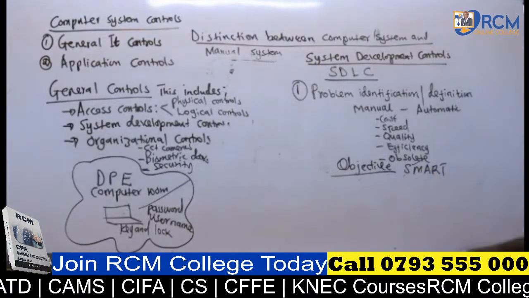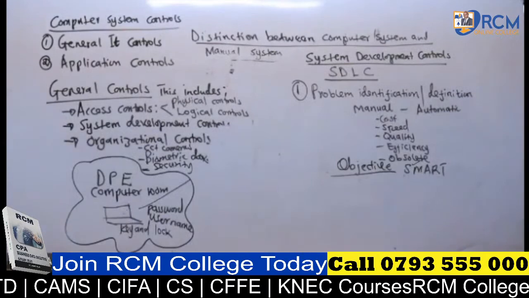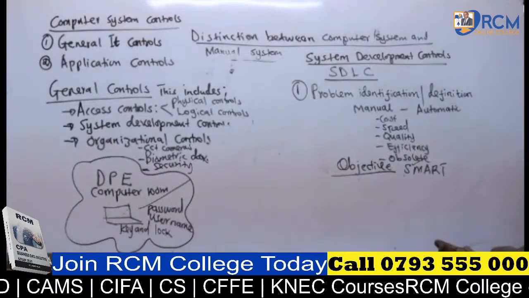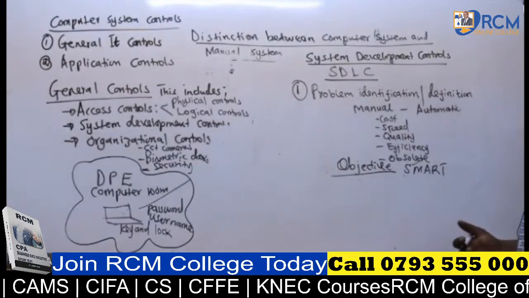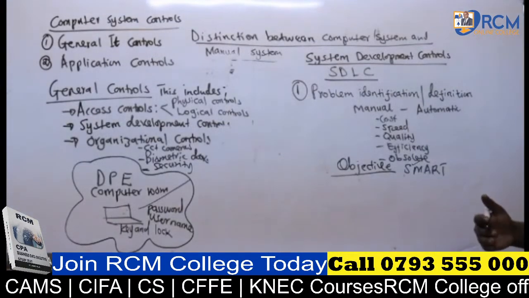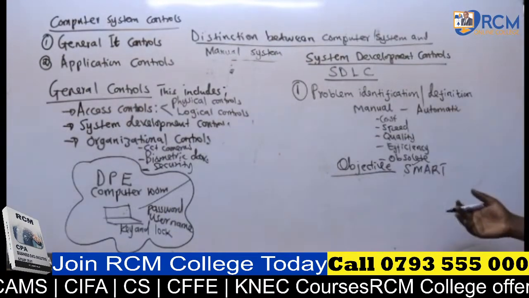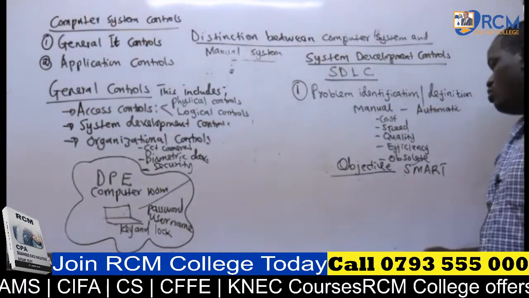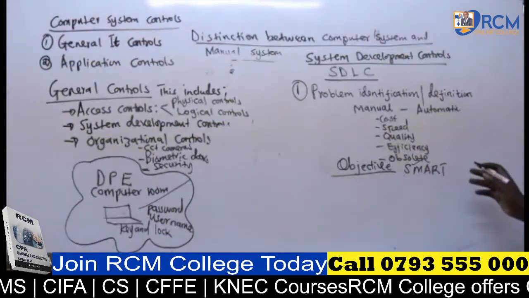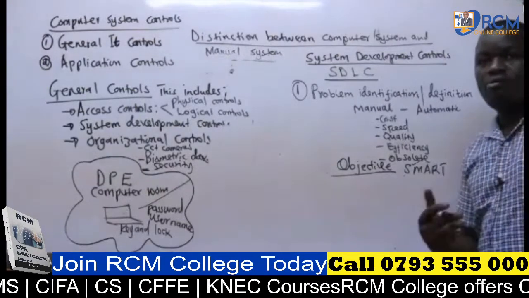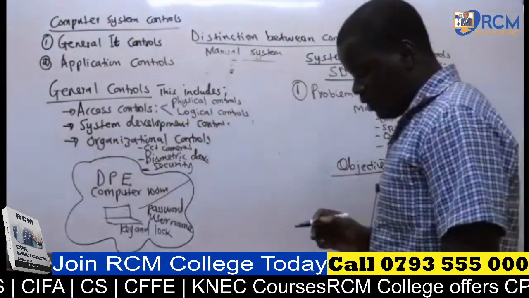Then A is achievable or attainable, something that can be achieved or attained. Then R, being realistic. We have to be realistic within the context of our resources and capability, within the context of what we want that particular system to do for us. Then T, we must have a time frame or time plan. We must ask ourselves when we want this objective to be achieved.